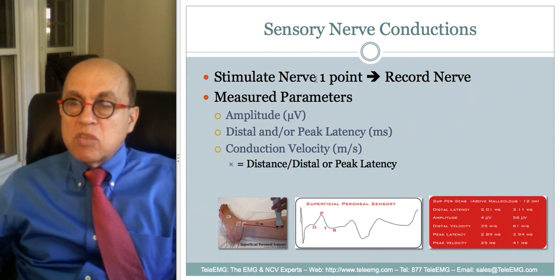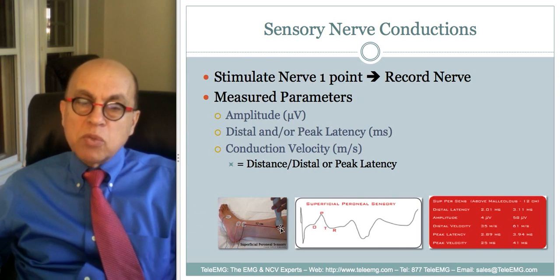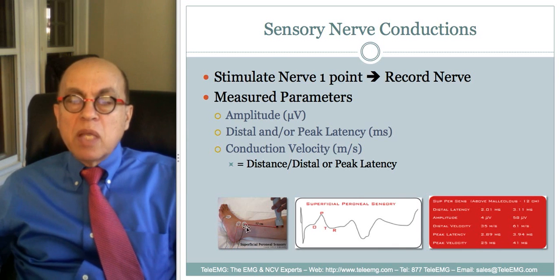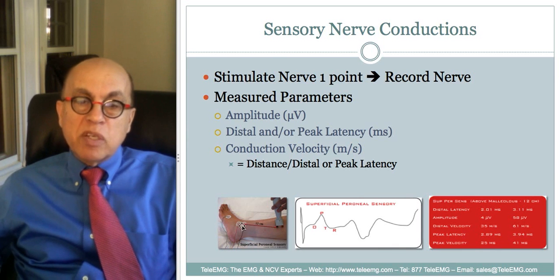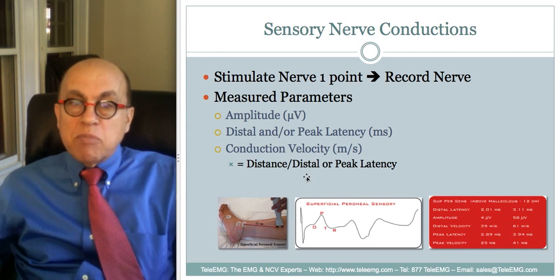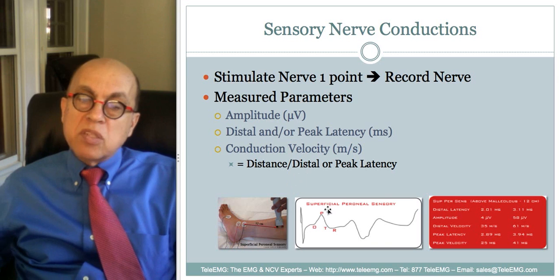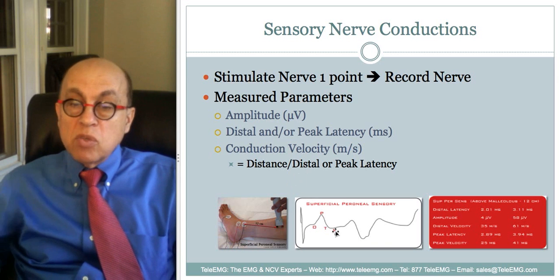So, sensory nerve conductions: you stimulate the nerve at one point and record from the nerve. You also measure the amplitude, the distal or peak latency, and the conduction velocity. Here I'm showing you the superficial peroneal nerve, not easy to see, but I'll show it to you a better way in a couple of minutes. And you're recording from a sensory nerve in front of the ankle bone here, the anterior malleolus. So basically you measure again the same parameters that we said in the upper extremity. And you can use either the onset or the peak latency or trough and return to baseline.